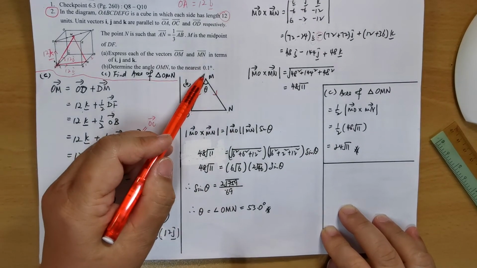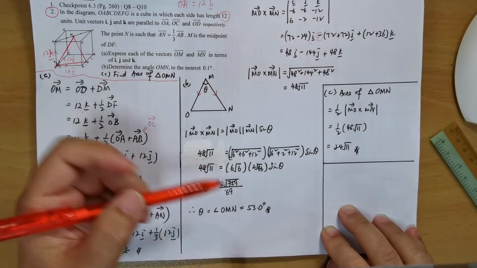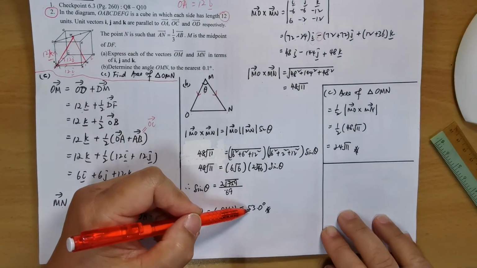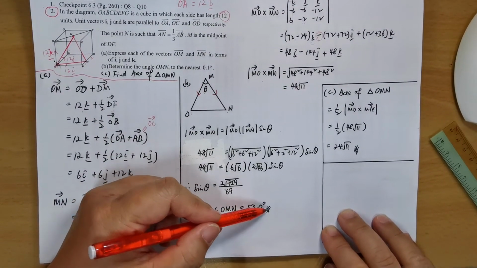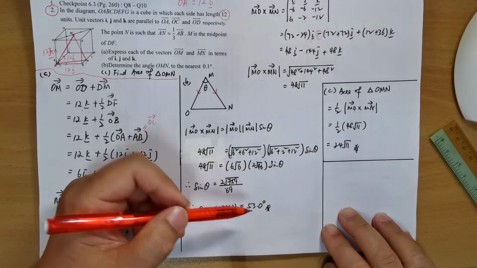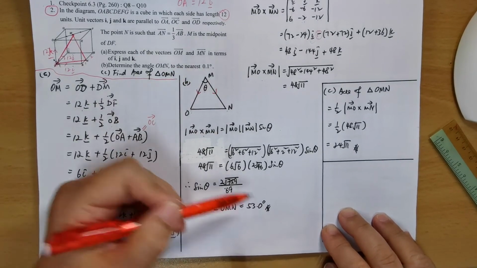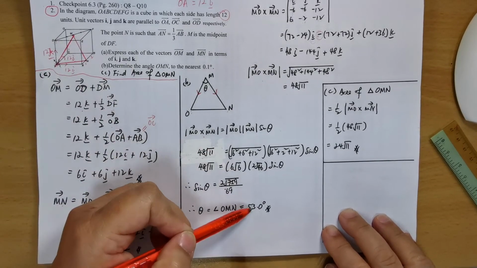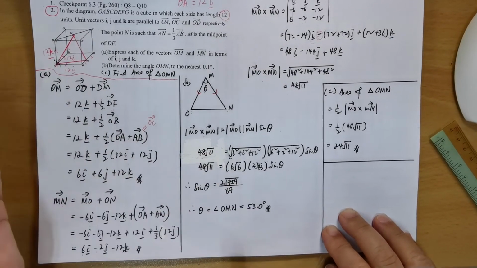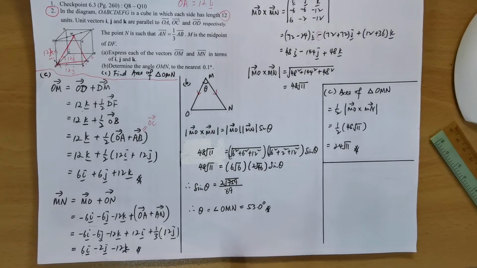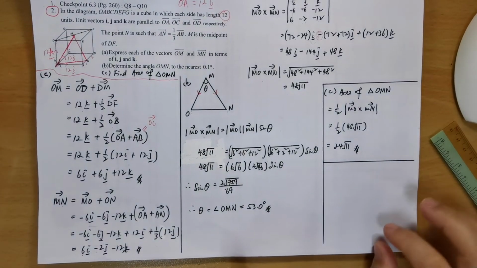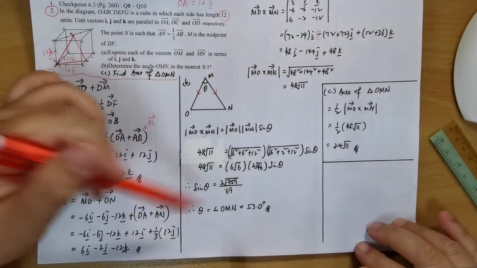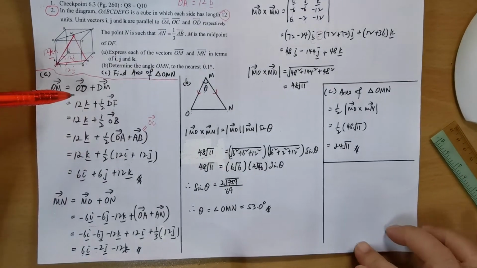The question says to the nearest 0.1. The actual value is 52.99, so to the nearest 0.1 it is 53.0. Don't just write 53, okay? Remember to write 53.0 degrees. So B is done. This is actually quite a standard STPM question.